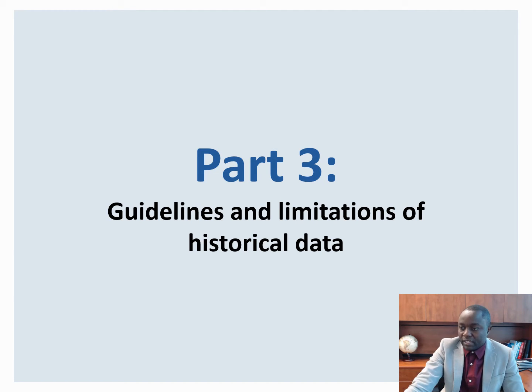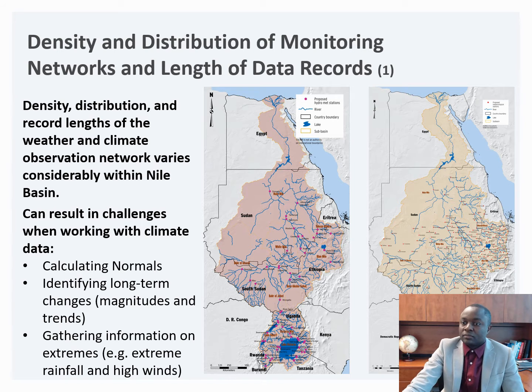So in part 3 here, we'll look at some of the guidelines and limitations for using historical climate data. It is common that the density, the distribution, and record lengths of weather and climate observation networks vary considerably within the Nile Basin, just like many other regions in the world. And these can often result in challenges when working with climate data, especially when we want to calculate climate normals, identify long-term changes, and gather information on extremes to support our climate risk assessment.